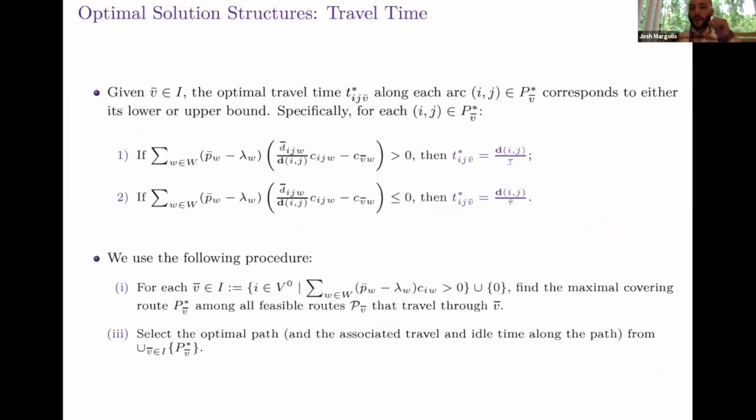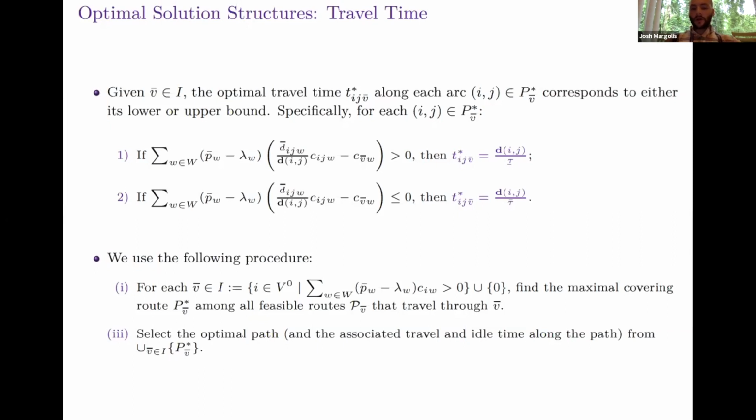What else do I know about the optimality structures and how I can allocate these times? Well, once I fix V bar again, everything is going to follow from this. I actually know the objective weights. I can determine if they're positive, negative, or zero. If it's positive, that means it's benefiting my objective, so I want to go as slow as possible. I want to set it to its most time, the slowest time. And if it's negative, I want to set it to its fastest time. I want to get out of that arc as fast as possible.